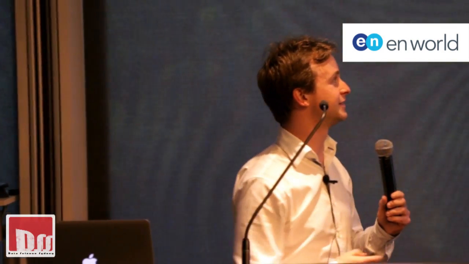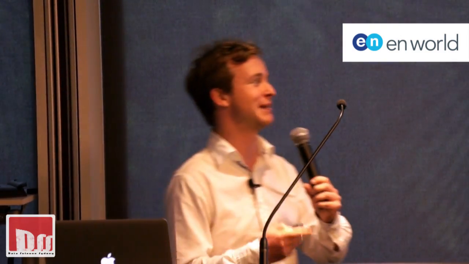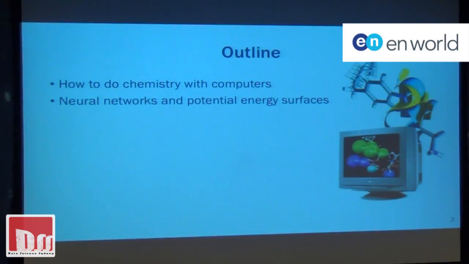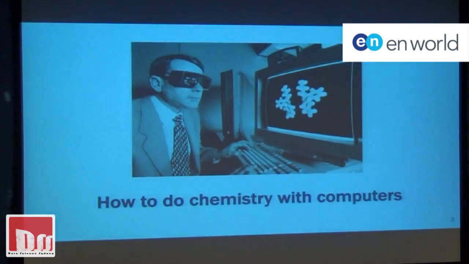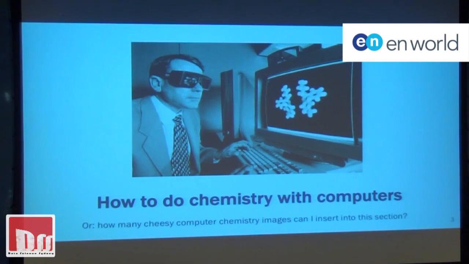But first, I'm going to talk about how we can do chemistry with computers. We're going to then look at machine learning and how neural networks can help us calculate the potential energy surface, and we're going to look at learning how to make accurate chemical predictions.